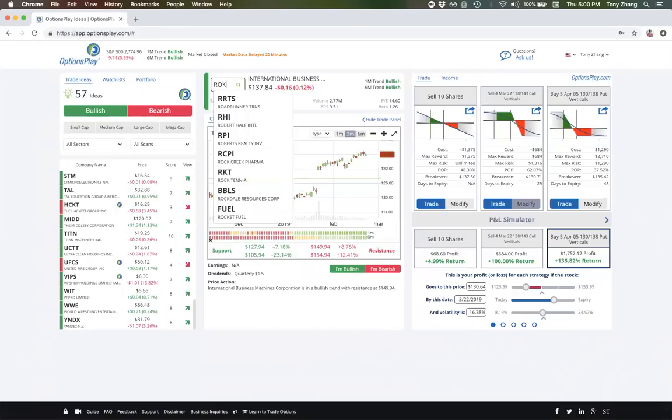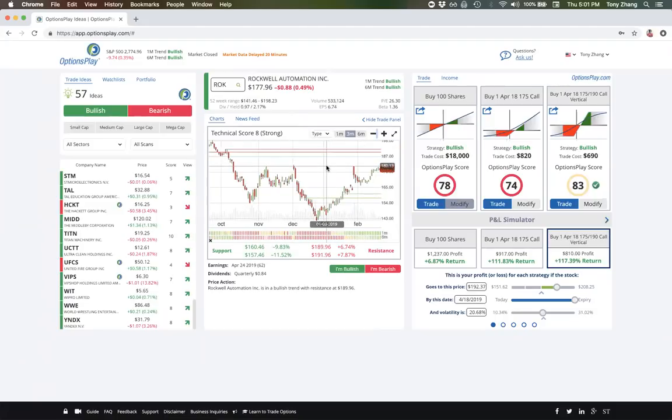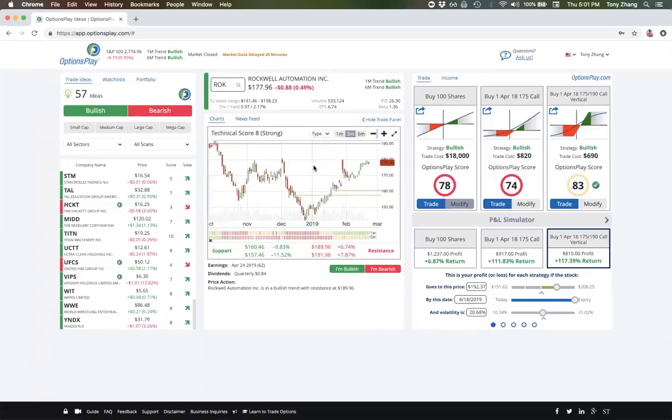Lastly, I want to do one more example before I open this up for Q&A. I was looking at Rockwell Automation. This is an industrial stock. They make seats for airplanes. However, as you can see, this stock has really hit a bit of a quadruple top here. It's really struggled to make it any higher, around 180 or so. And it touched 180 just a little bit yesterday and started to bounce off a little.